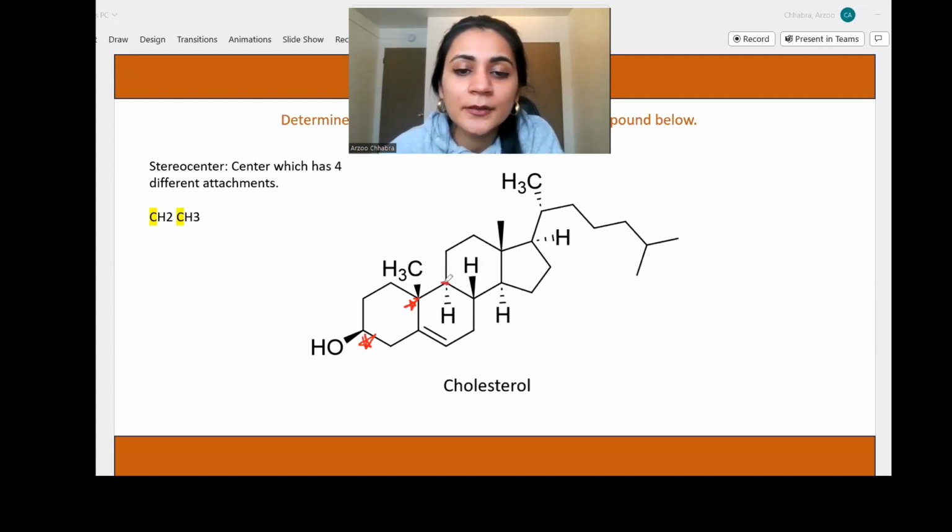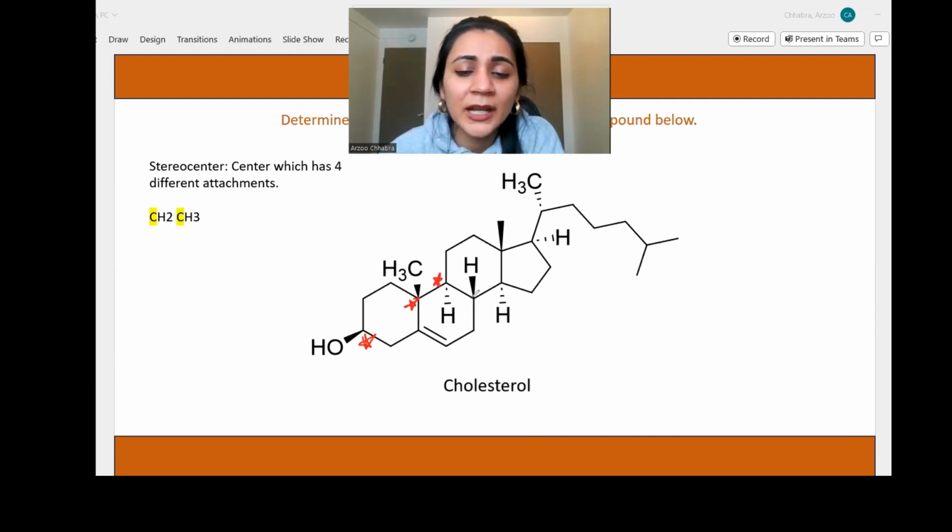Also on this carbon center, we see that there's an attachment over here and an attachment over here, which are very different attachments, right? And then there is an attachment over here. So this is the third attachment, also different than the first two. And then the fourth attachment is the hydrogen. So all are four different attachments, and that would also make that carbon center a stereocenter.